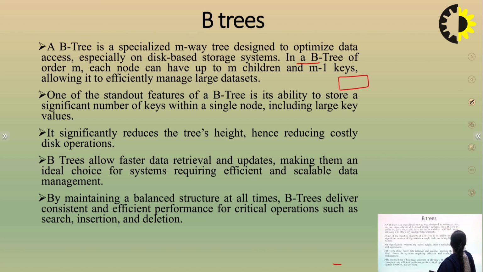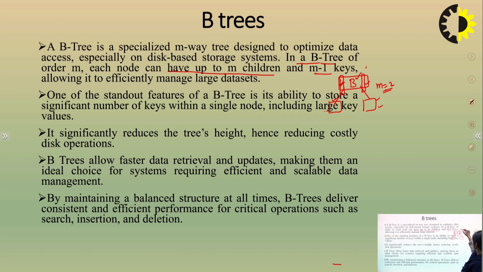Suppose we have a key value like P. This is a pointer, and this one is the left child and this one is the right child. This pointer will store the address of the left child and this pointer will store the address of the right child. According to this statement, in a B-tree of order m, each node can have up to m children. These are the children. Suppose m equals 2. According to this statement, it can have up to m children and m-1 keys.